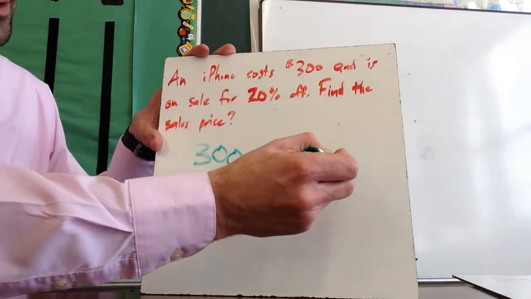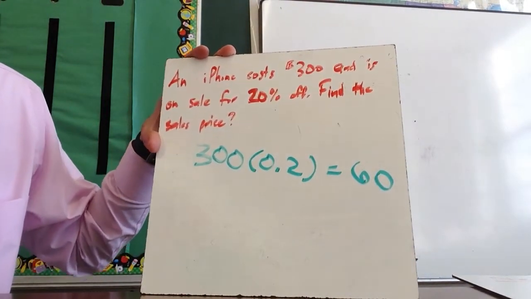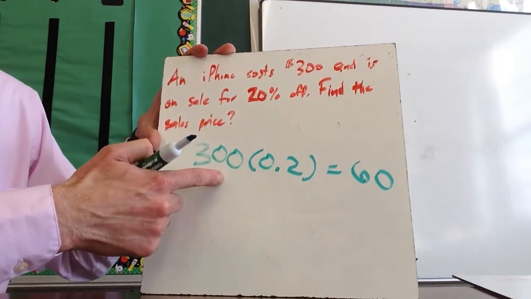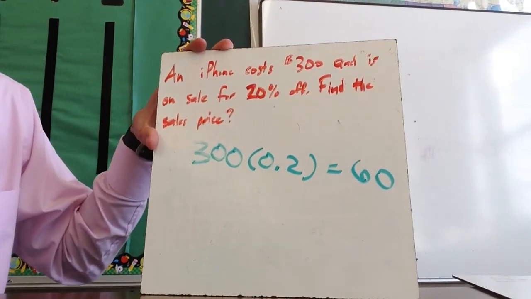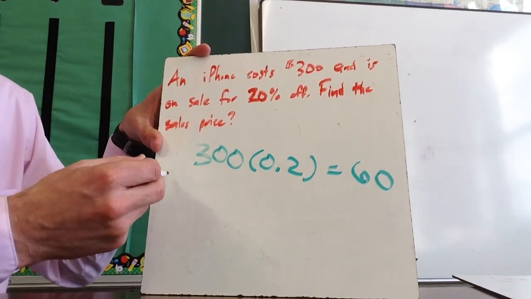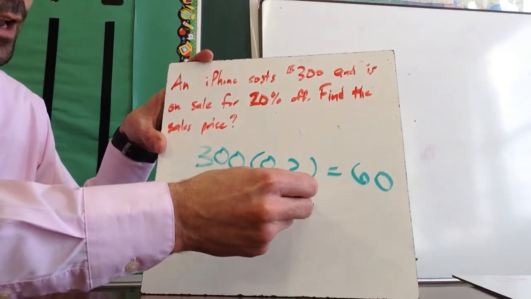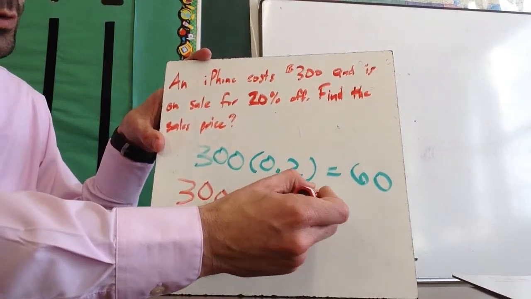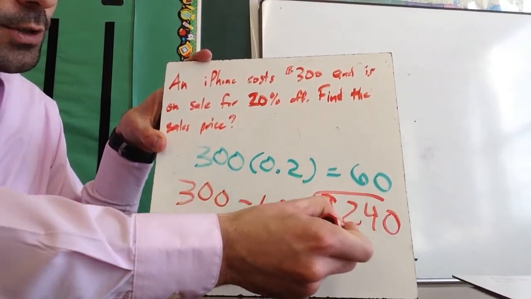is $60. Now, a lot of people then circle that and say that's their answer, but that's not your answer. That's 20% of 300. That's how much I am saving. That's how much the sale is. So to find the actual cost of the iPhone, it is $300 minus the $60 that I save for the sale. So the actual cost of the iPhone now on sale is $240.